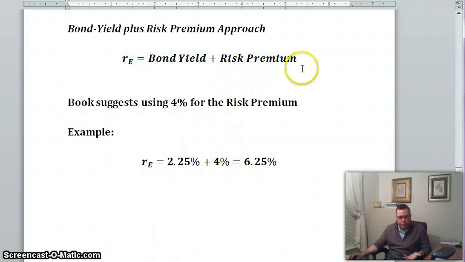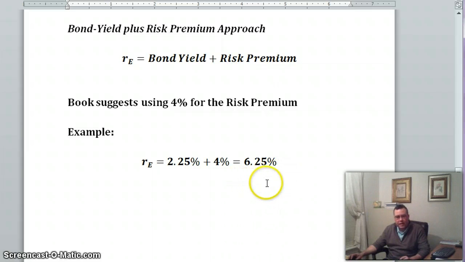Where do you get that risk premium? Well, the capital asset pricing model is one model to figure out what a risk premium should be. Your book suggests for this particular model to use 3 to 5%, and then it goes on to use 4% in the examples it does. So that's what I've used here, and you get 6.25% when you add them together, which is still fairly low. It's better than the CAPM estimate, but it's still fairly low, again considering you're getting almost 3% dividend yield alone.